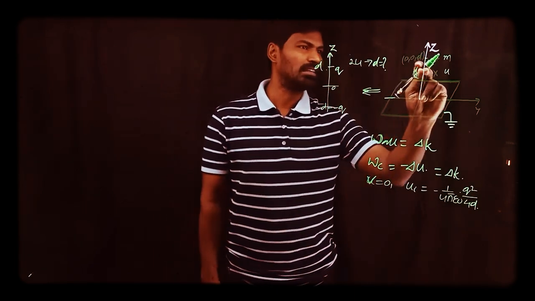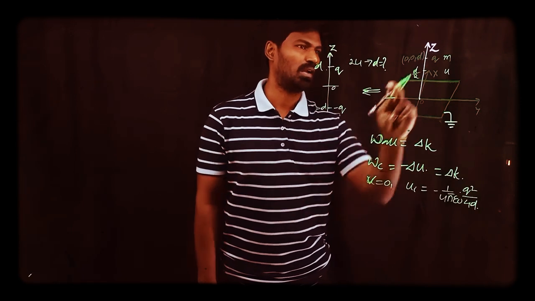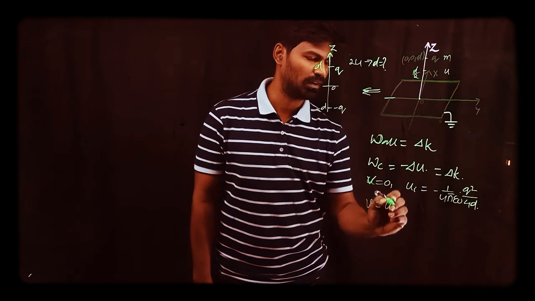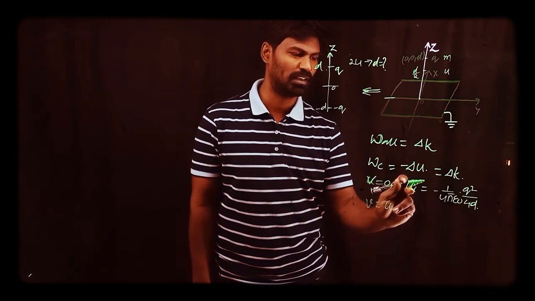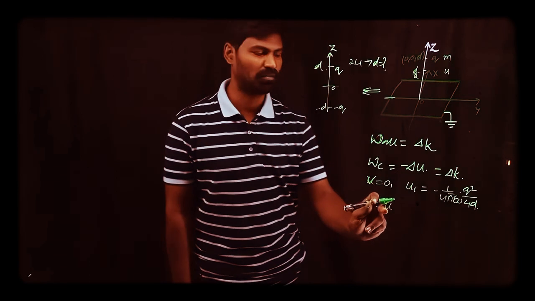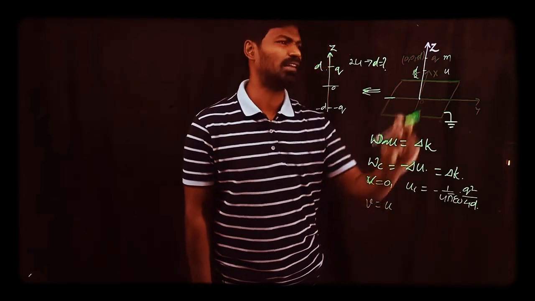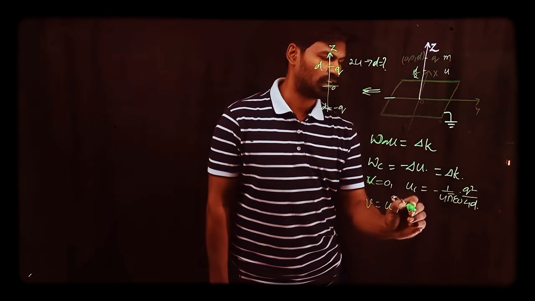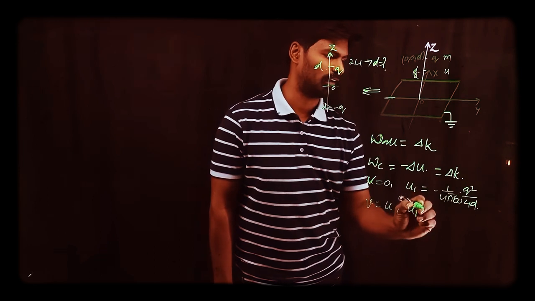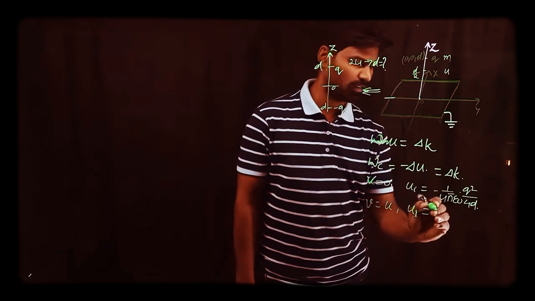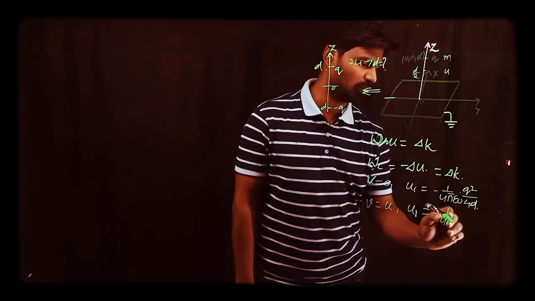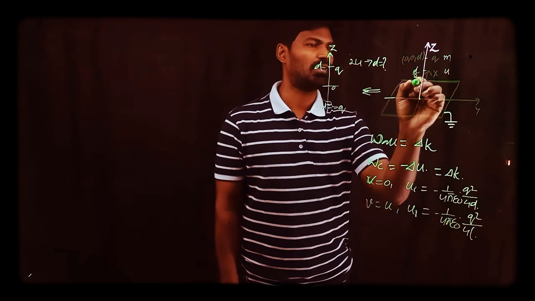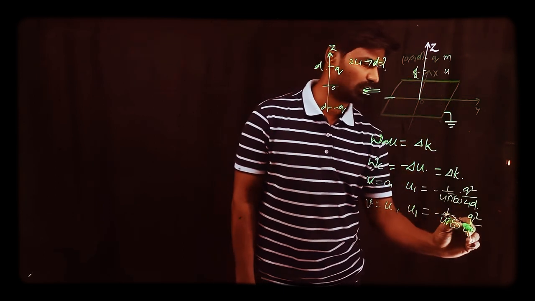Now when it is at a distance d by 2, according to the given problem, its speed is v equal to u. Don't confuse this Ui and this u. This Ui is the initial potential energy, this u is the speed of the particle. So when the particle is at a distance d by 2, its potential energy, I am calling it U1, is minus 1 divided by 4 pi epsilon naught into q square divided by 4 times d by 2.